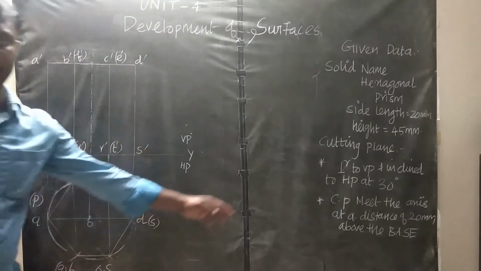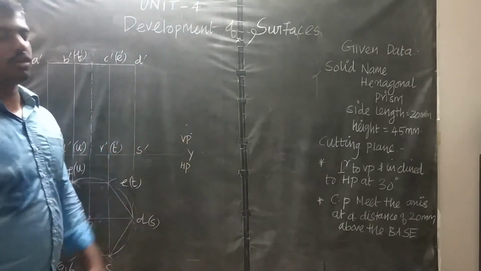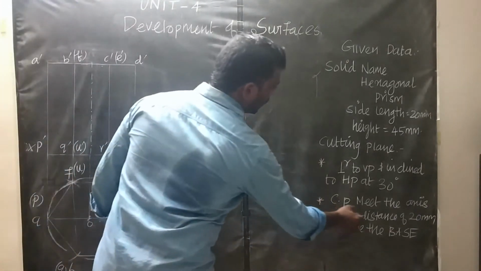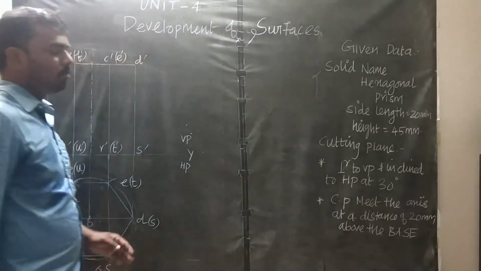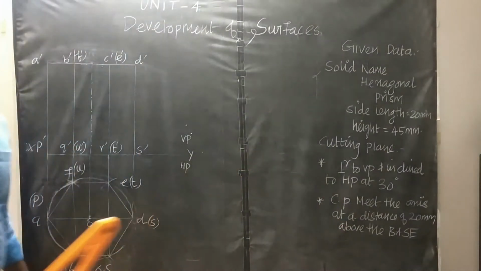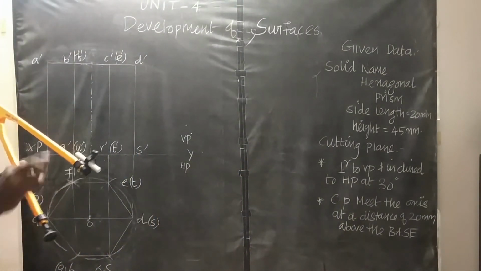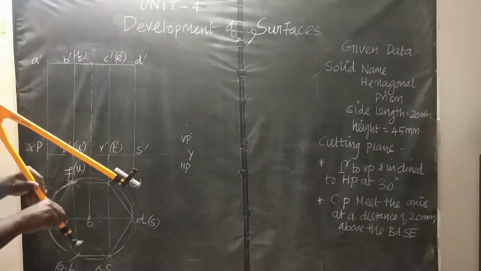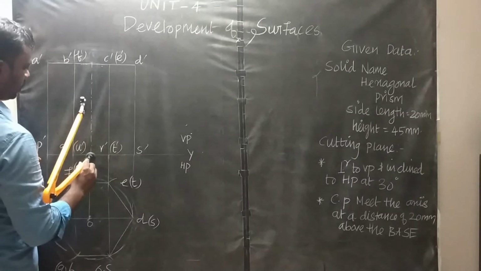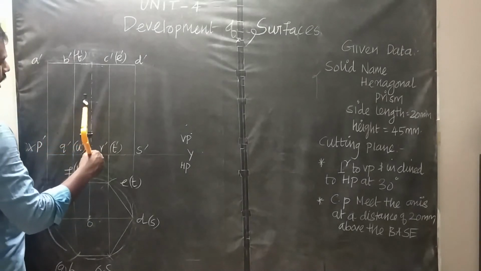Step: draw the cutting plane. By using these two statements, we are going to draw the cutting plane. See here in this problem, the cutting plane meets the axis 20 mm above the base. Based on that, we are going to locate the cutting plane. Now take a 20 mm radius by using your compass. The point on XY is the center. With 20 mm radius, draw one arc on this axis line.